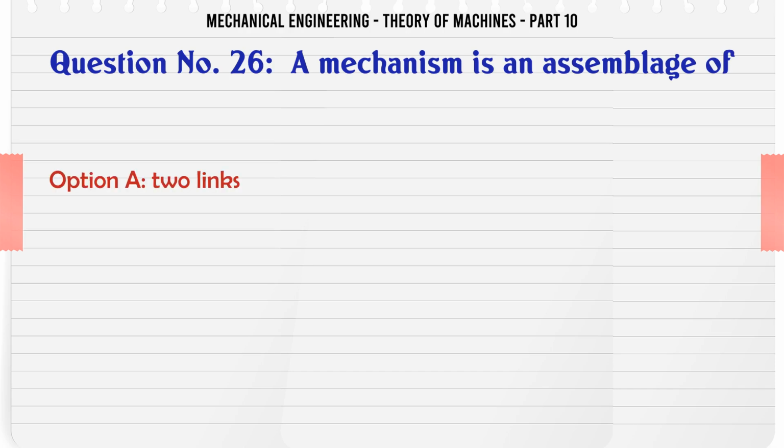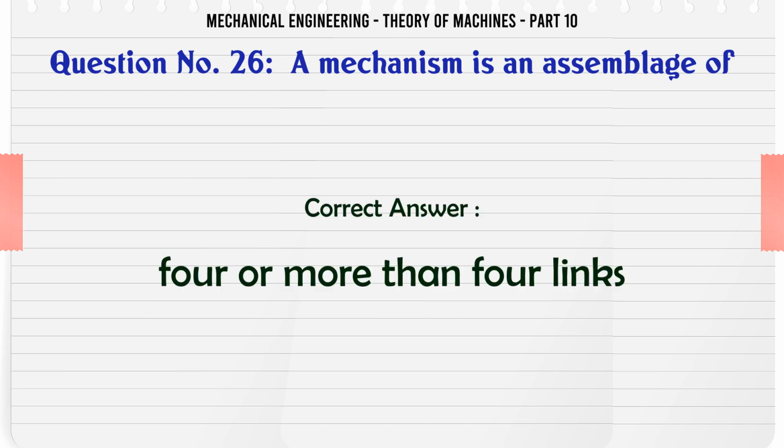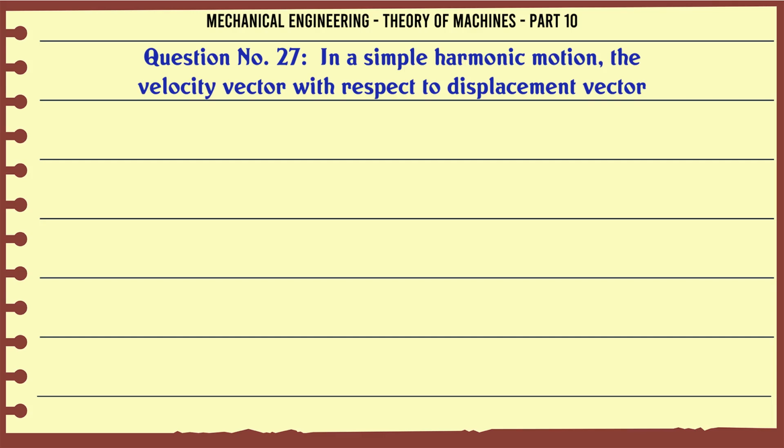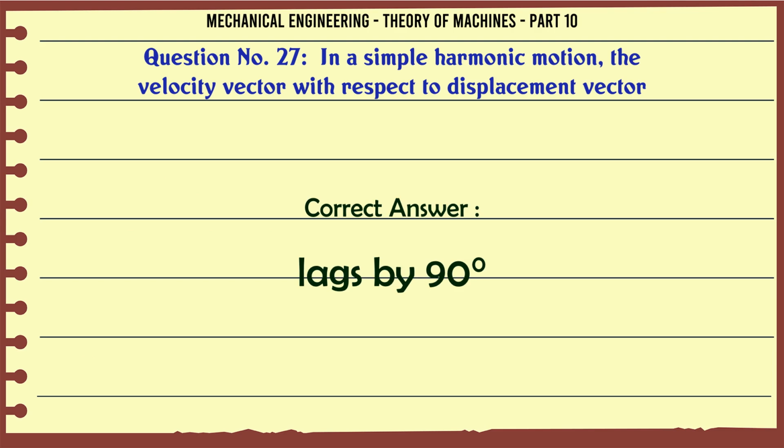A mechanism is an assemblage of: A. 2 links. B. 3 links. C. 4 or more than 4 links. D. All of these. The correct answer is 4 or more than 4 links. In a simple harmonic motion, the velocity vector with respect to displacement vector: A. Is in phase. B. Leads by 90. C. Leads by 180. D. Lags by 90. The correct answer is lags by 90.